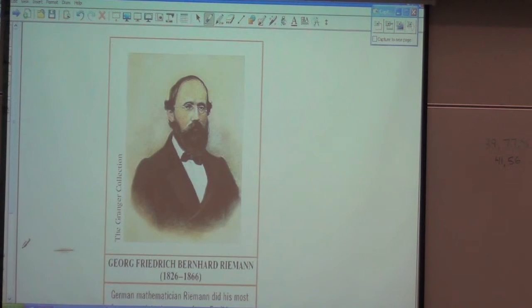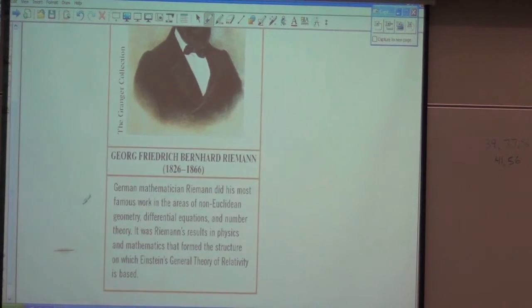George Friedrich Bernhard Riemann. This guy was a German mathematician. He did his most famous work in the areas of non-Euclidean geometry, differential equations, and number theory. It was Riemann's results in physics and mathematics that formed the structure on which Einstein's general theory of relativity is based.